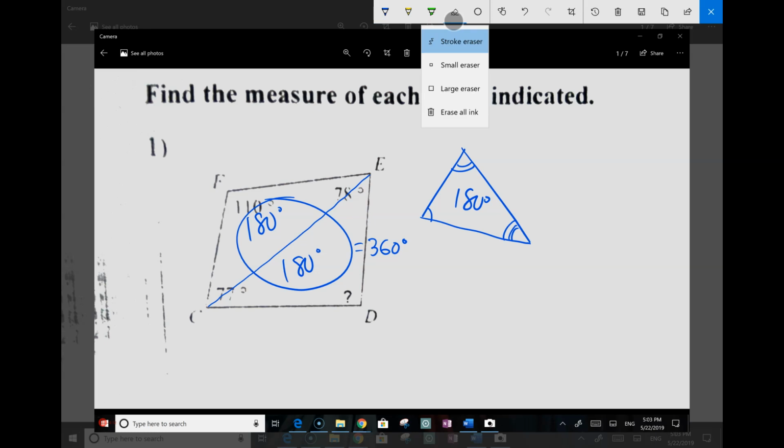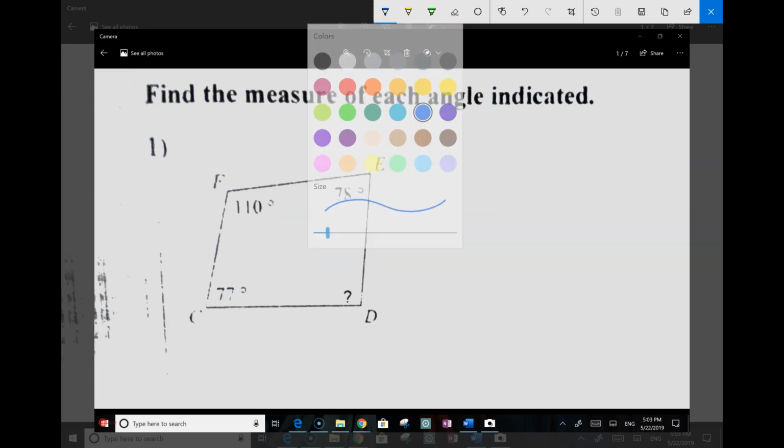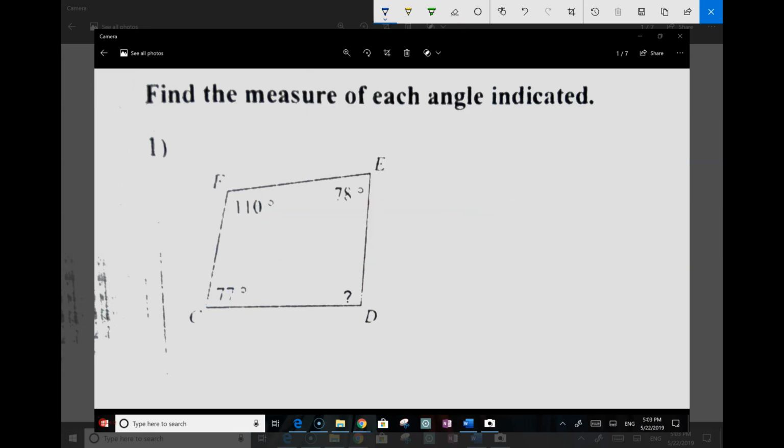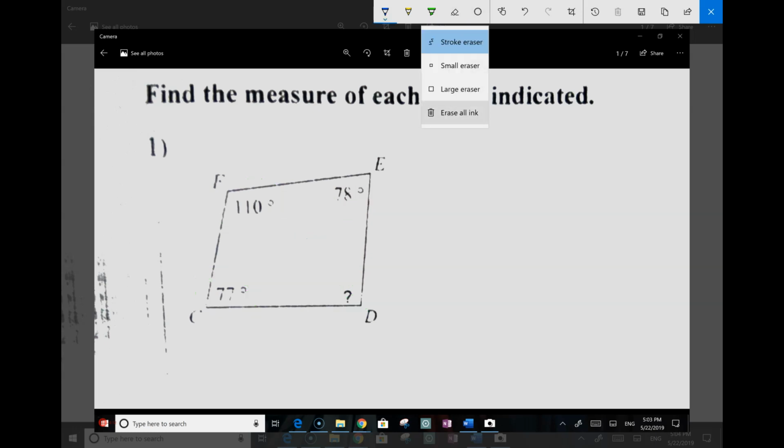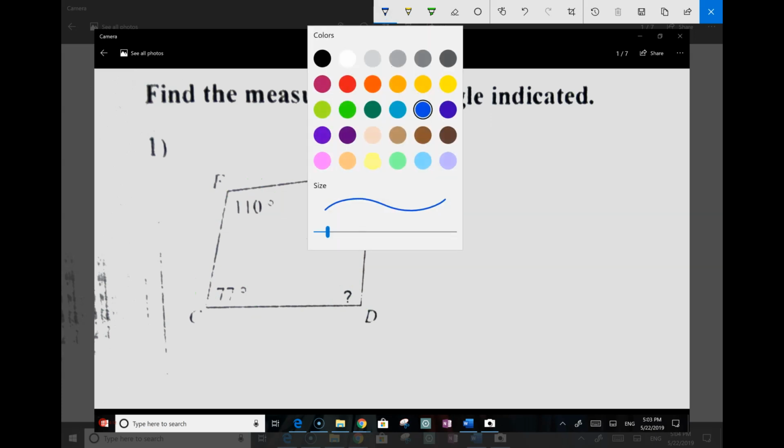So the value of all the angles within a quadrilateral, and there are four of them, 1, 2, 3, 4, the sum of them is always going to be 360 degrees within that quadrilateral. So with that in mind, we can go ahead and approach this question.